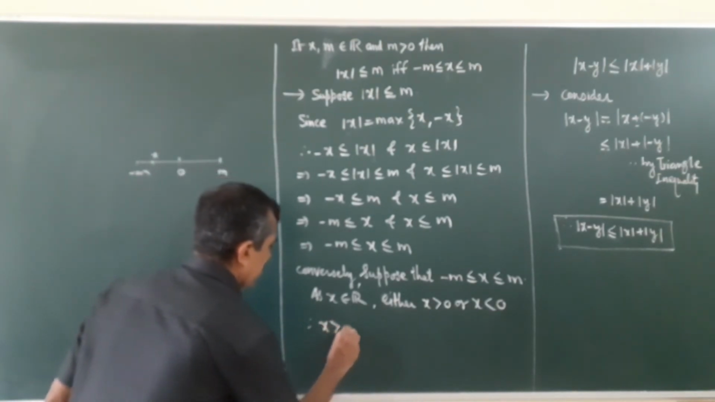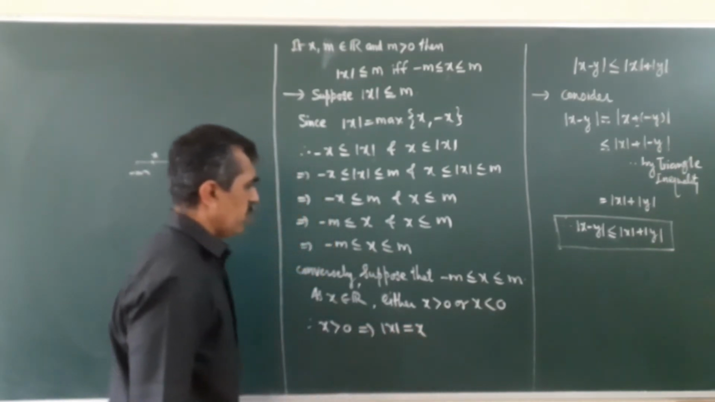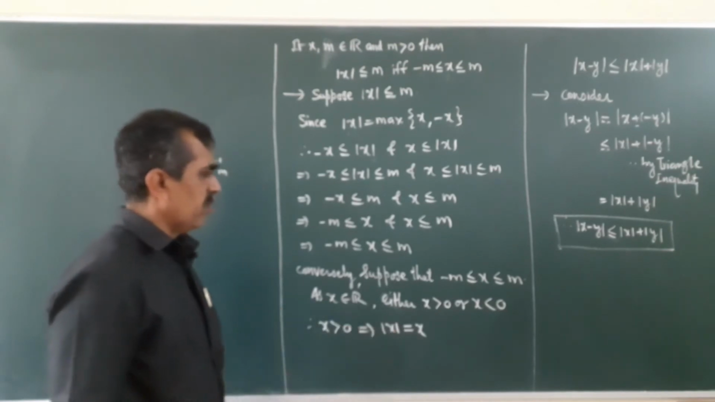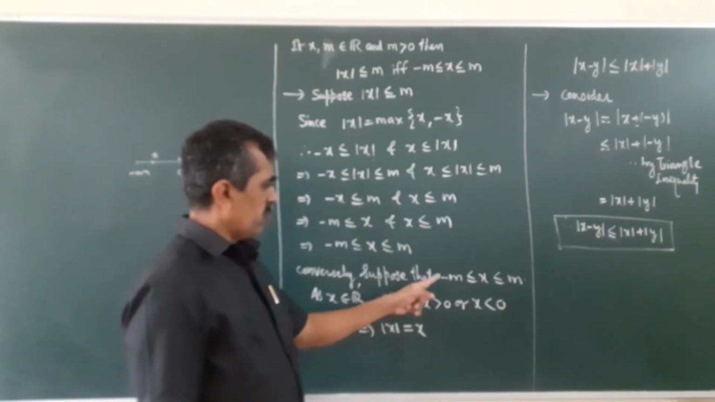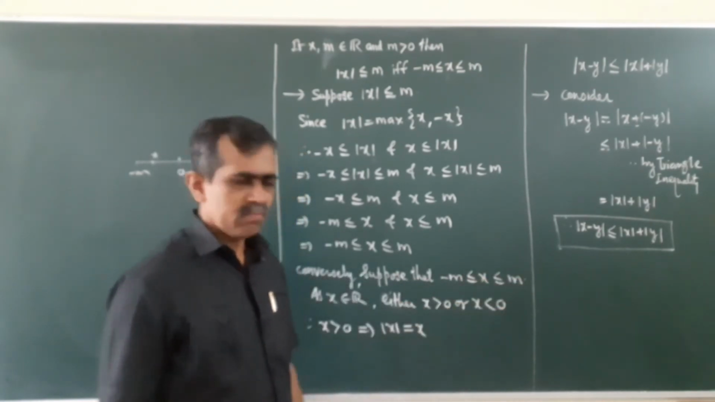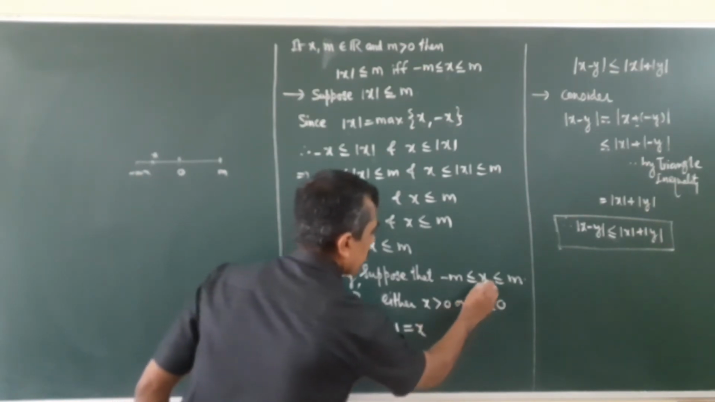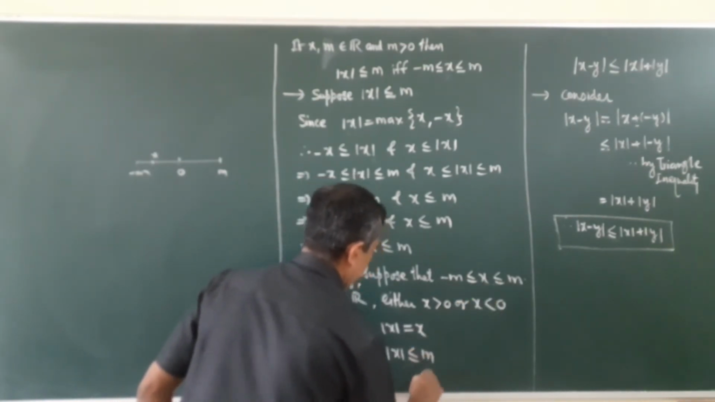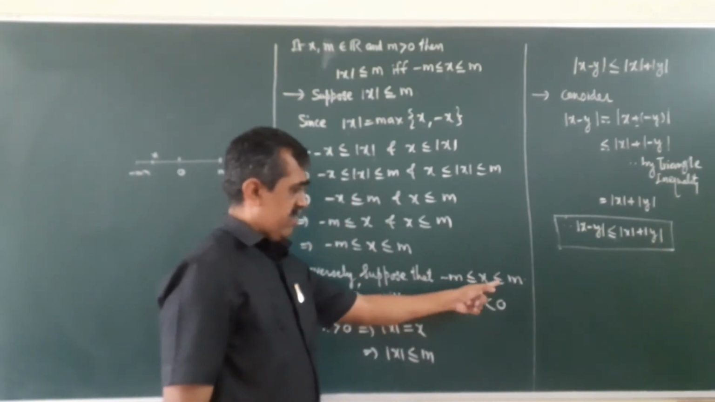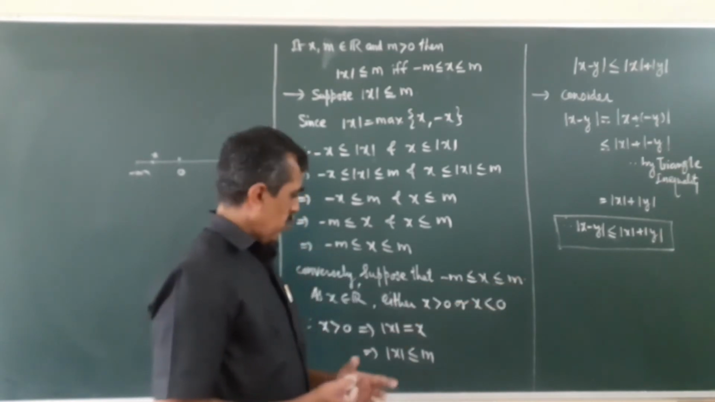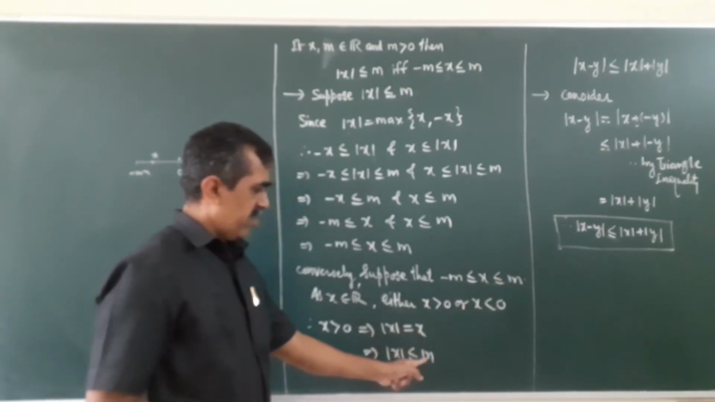Therefore, x greater than 0 implies what is mod x? Mod x is equal to x. But what do you assume? Suppose that this is true for all x. This is your assumption: x is less than or equal to m. Now if x is positive, mod x is x. But x is less than or equal to m, therefore mod x is less than or equal to m.